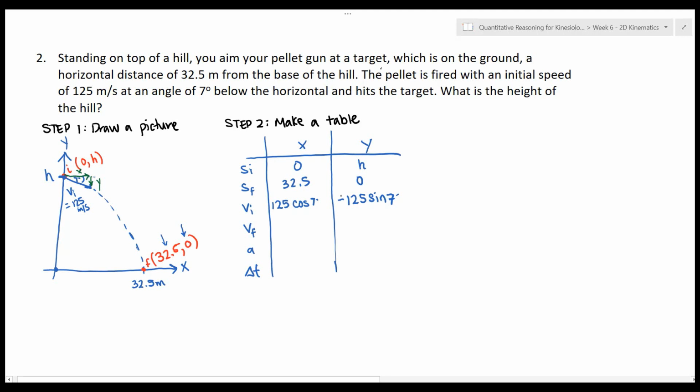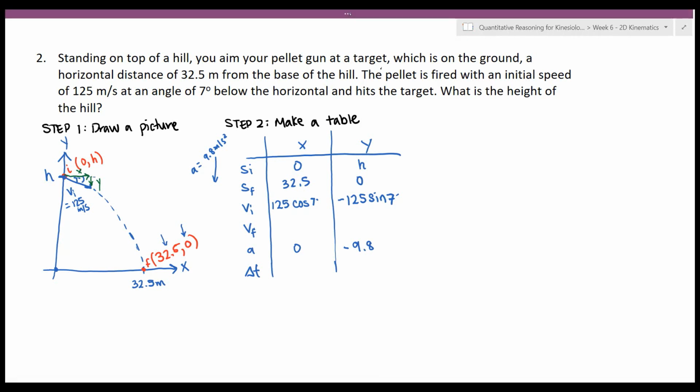All right, V final, that's the speed when it's hitting the ground here, or when it's hitting the target. We don't know that value, and we're not looking for it, so we're just going to leave that. It's not 0, but we don't know what it is. Acceleration, again, we've said that acceleration points straight down, and it equals 9.8 meters per second squared. The x component of that is 0, and the y component is negative 9.8 meters per second squared. All right, that's it. We don't know what the time is.